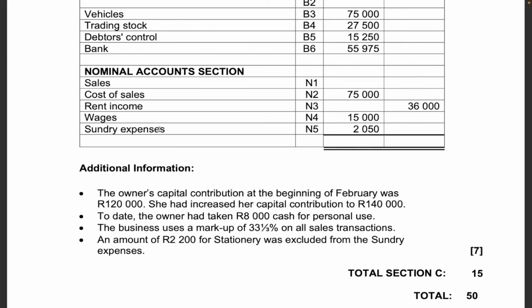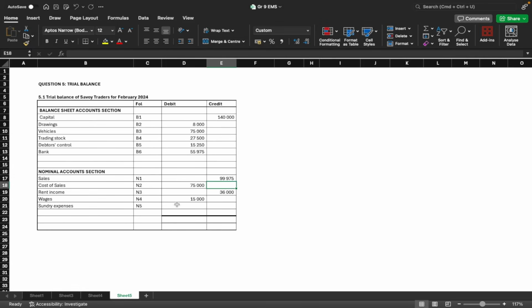But since they've told us that it was excluded from the sundry expenses, it means that this 2,200 was supposed to be part of the sundry expenses. Okay, so we need to add the 2,200 Rand to the sundry expenses of 2,050 Rand. So let's do just that. If we take the 2,050 Rand, and you can see we already have sundry expenses here in our answer book, so we'll take the 2,050 plus the stationery amount of 2,200 because it was excluded, so we need to include it. And remember, it goes on the debit side because our expenses go on the debit side. And you can see by now how critical it is for you to understand your accounts and which side they go, whether debit or credit.